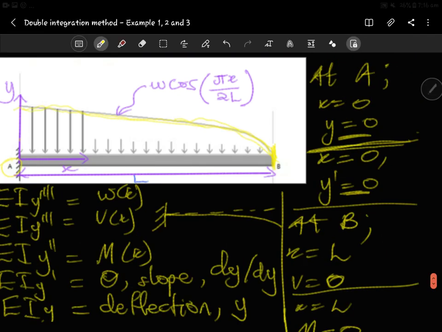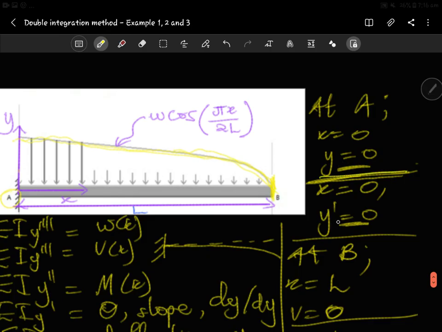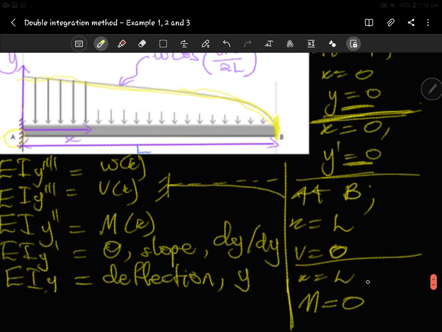So these are the boundary equations. At A, this is what we have, and at B, this is what we have. All right.